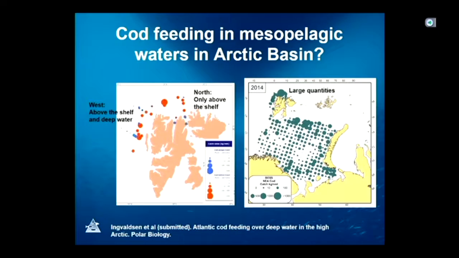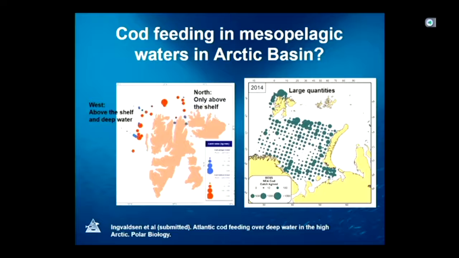We try to identify where the cod are. Do we find it out in the Arctic Basin? Because it's actually a demersal fish, so it needs a seabed. So do we find it above 4,000 meters depth in the basin? And we actually see, if you're pointing to the west, above the shelf and deep water, yes, for this transect, you see that we find the cod above the shelf and above the deep waters.